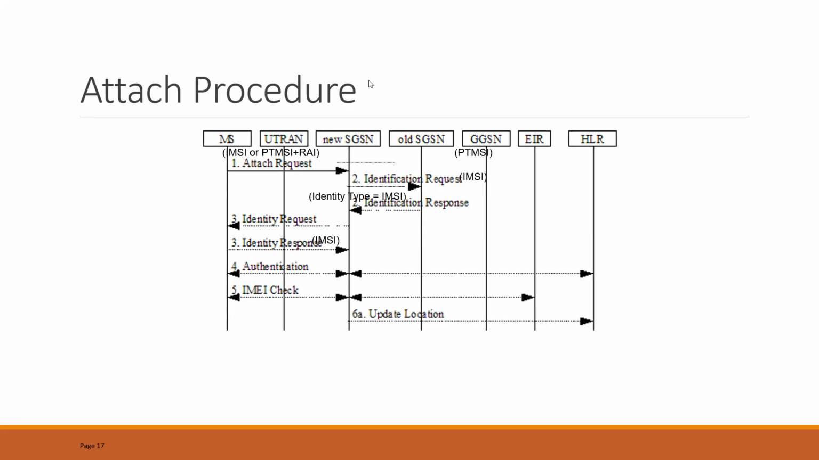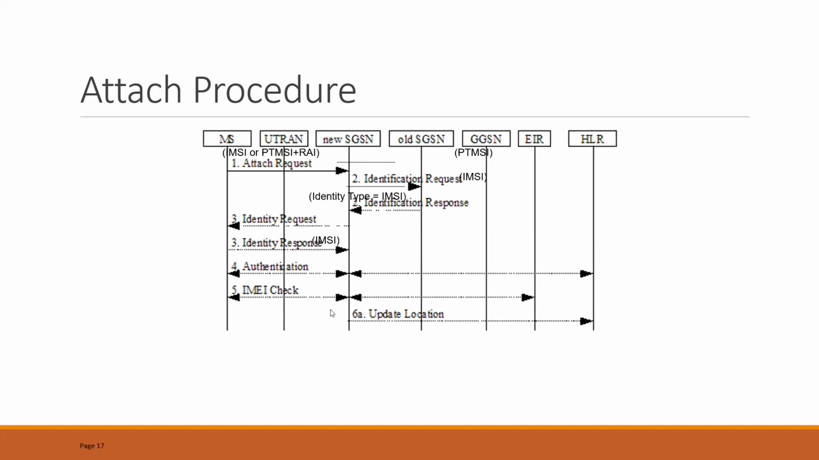In case that information is not contained in the old SGSN as well, the information is purged. For example, 24 hours have passed and all the context is removed. In that case, the SGSN will then send an identity request to the MSISDN saying, okay, you sent me a PTMSI, but I do not have an IMSI against the PTMSI, so you need to send me the IMSI as well. So your handset will then send an identity response message where it will send an IMSI.